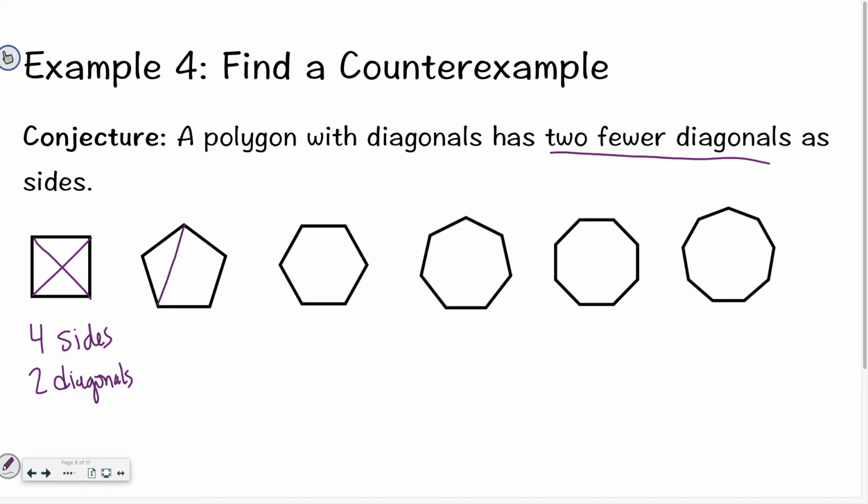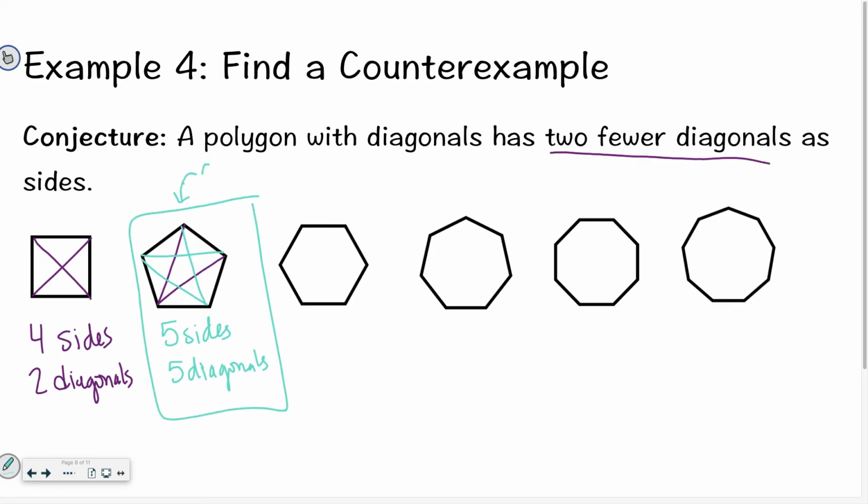What about a pentagon? Here's a diagonal, 2, then I could do 3, 4. Another one would be right there. So that one is actually 5 sides and 5 diagonals. So a pentagon is considered a counterexample because it has the same number of sides and diagonals, but it's still a polygon.